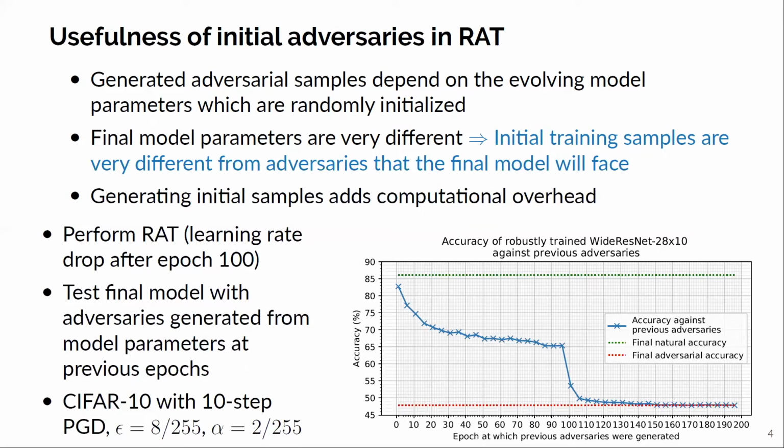The blue curve plots the accuracy of when the test data is generated using parameters from previous epochs. There is a decrease after epoch 100 because of a learning rate reduction. However, we can see that for the first part, accuracy is significantly higher than the adversarial accuracy of the model at the end. This suggests that adversarial samples in the initial phase of training are not really helping to build robustness in the way that we may have wanted.